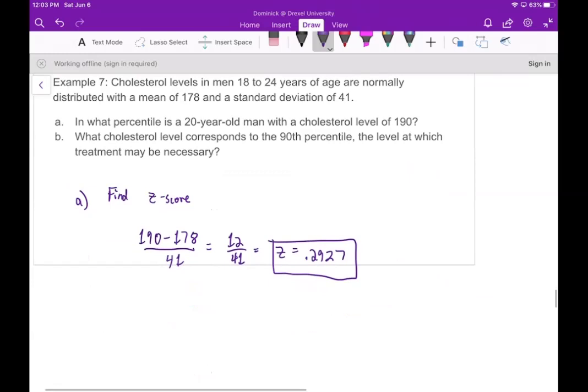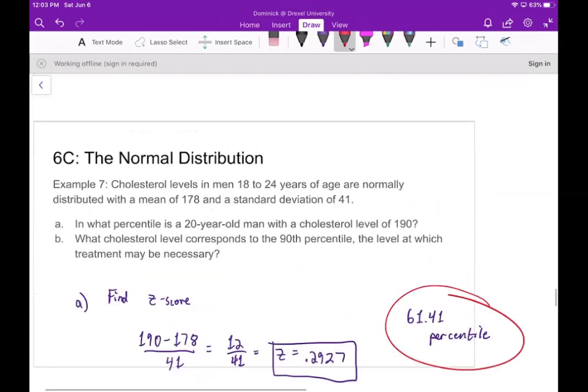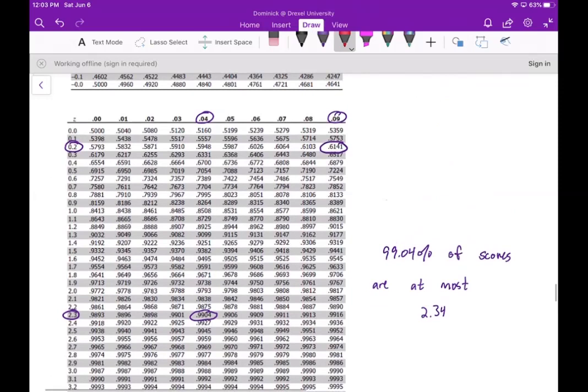61.41% percentile. I shouldn't say percent, it's percentile, right? Which means that 61.41% of the data points are at most 190, right? So that's the idea there.